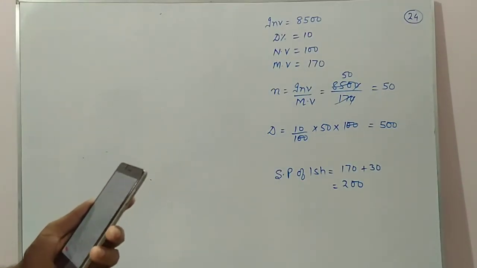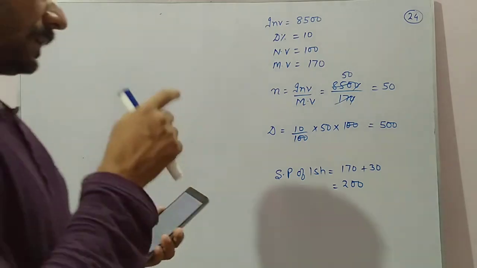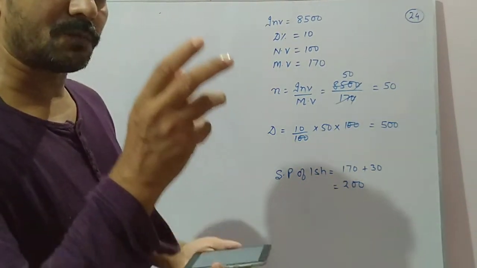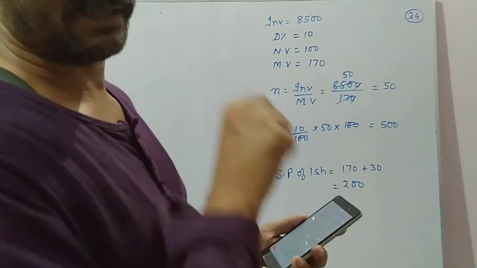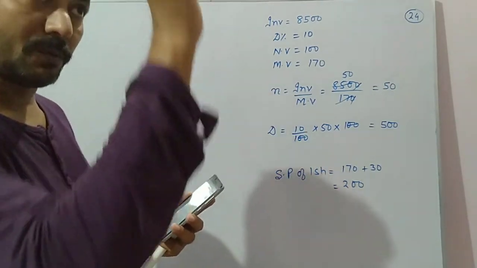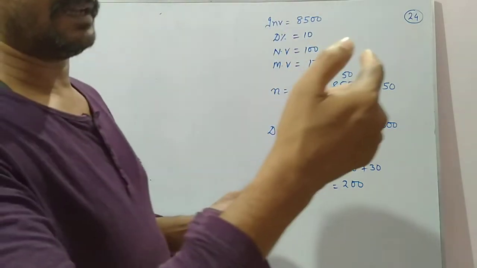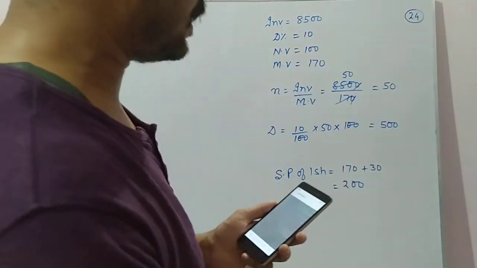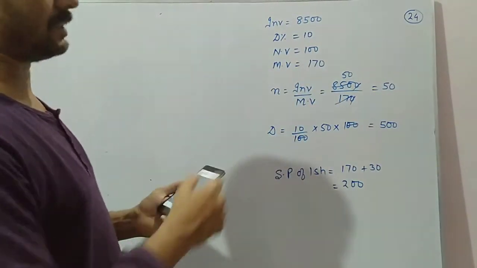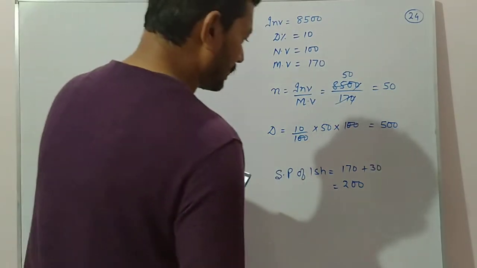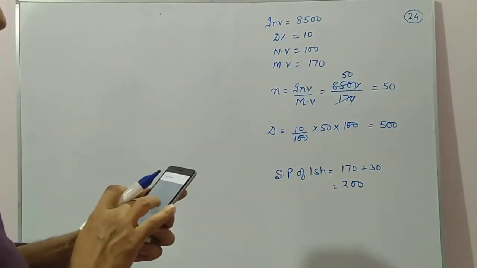Listen here. In the previous sum it was given that the price of shares falls to rupees 96, so the share value was coming to 96. Here it is given that the price of the shares rises by, which means the increase in the price is rupees 30. So 170 plus 30, that is 200.